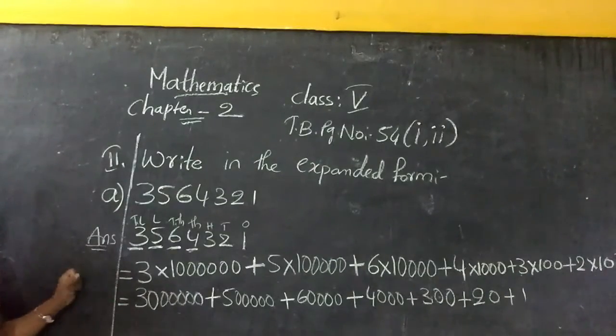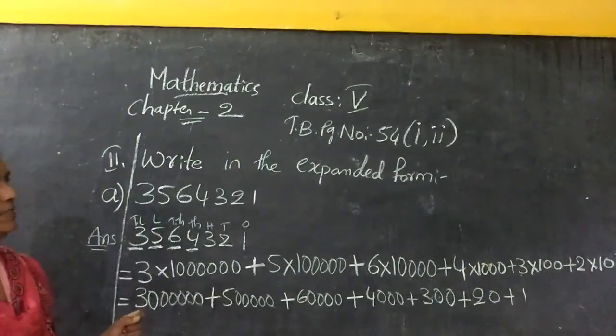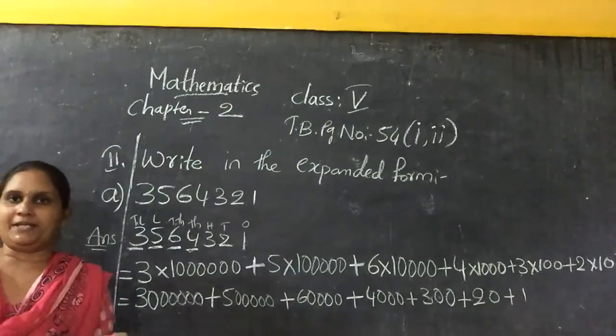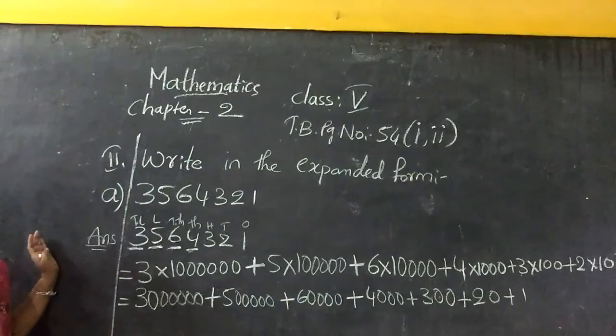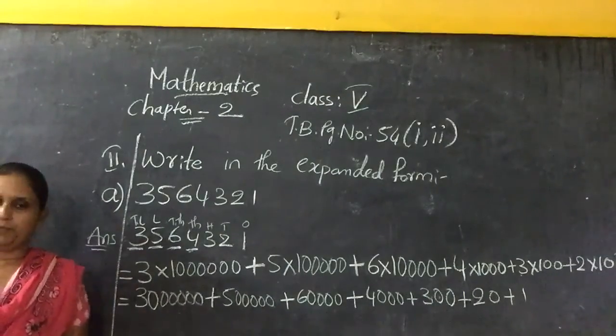Okay, so like this, this is how to write in the expanded form. Today, textbook page number 54, section 1 and section 2, you will get as homework. The remaining 5 sums, write neatly in the homework book. Okay, children.